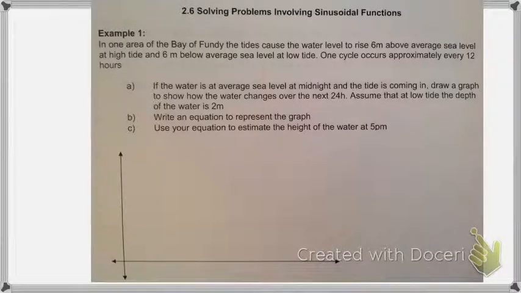Alright, so you should have read the question to orient yourself as to what I'm about to show you. The first thing we're going to do is start to label our graph. So let's just give this a simple title. We'll say this is the Bay of Fundy.